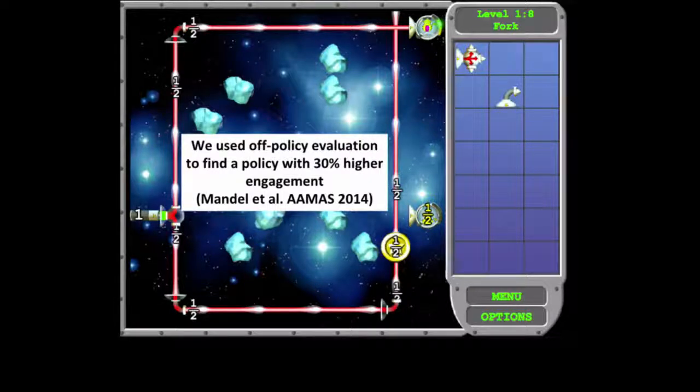The other thing that I like in this example is that we could look offline at those 11,000 students and find this policy using importance sampling that we thought would be 30% better, and then we could validate it by running with another 2,000 students, where we really did find that the engagement was about 30% better. So it's a nice example of where we actually can do this offline counterfactual reasoning to find better policies, and then those results really do validate when we deploy them.